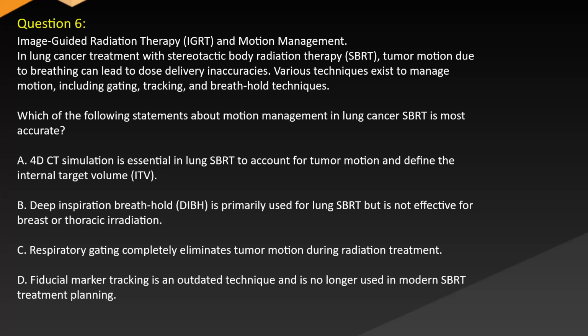A. 4DCT simulation is essential in lung SBRT to account for tumor motion and define the internal target volume (ITV). B. Deep inspiration breath hold (DIBH) is primarily used for lung SBRT but is not effective for breast or thoracic irradiation. C. Respiratory gating completely eliminates tumor motion during radiation treatment. D. Fiducial marker tracking is an outdated technique and is no longer used in modern SBRT treatment planning.